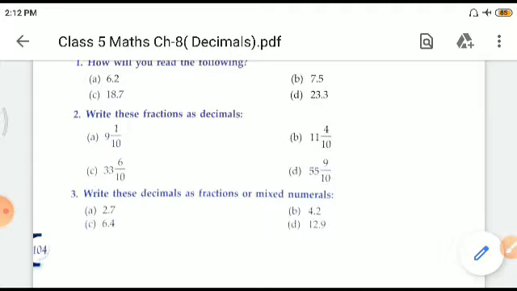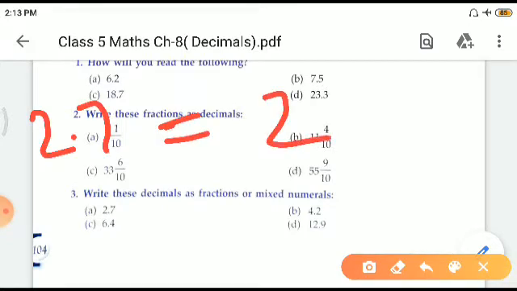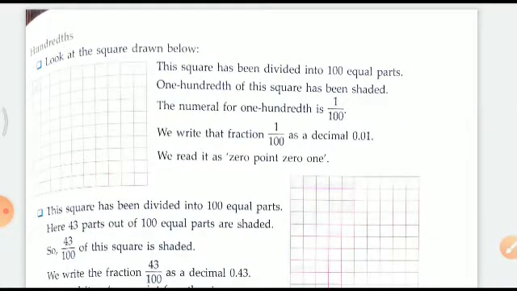Now write these numerals as fractions or mixed numerals, just as the exercise number 1. 2.7, you will write here is equal to, you will write 2 here, 7 by 10, right? This is how you are going to write it as mixed numerals. Now look at the square drawn below. This square has been divided into 100 equal parts. 1/100th of this square has been shaded as 1. So 1 upon 100 is equal to 0.01, right? 0.01. Okay.